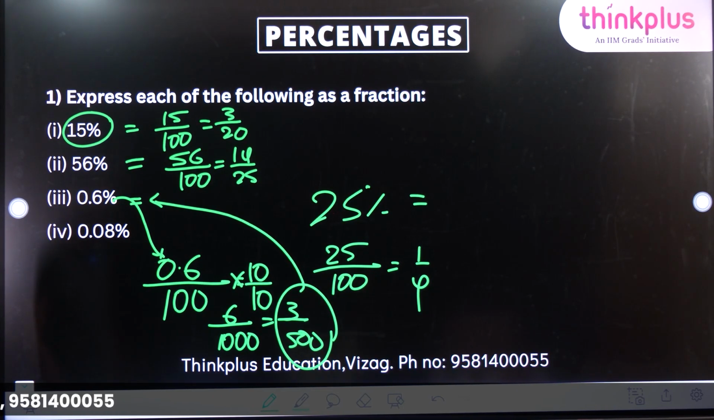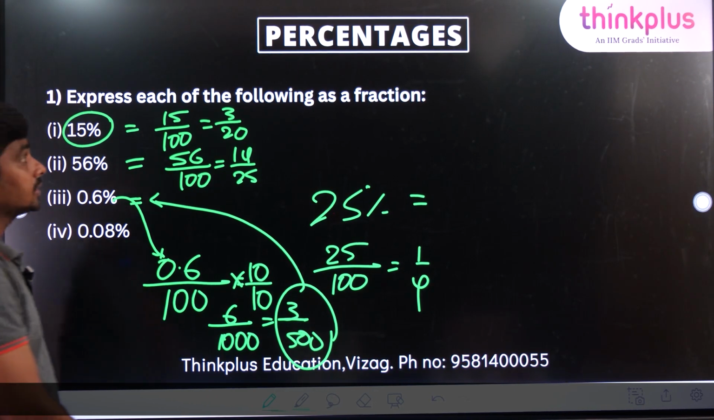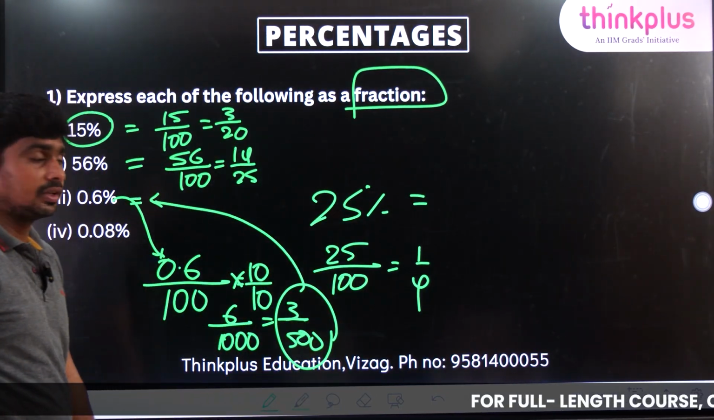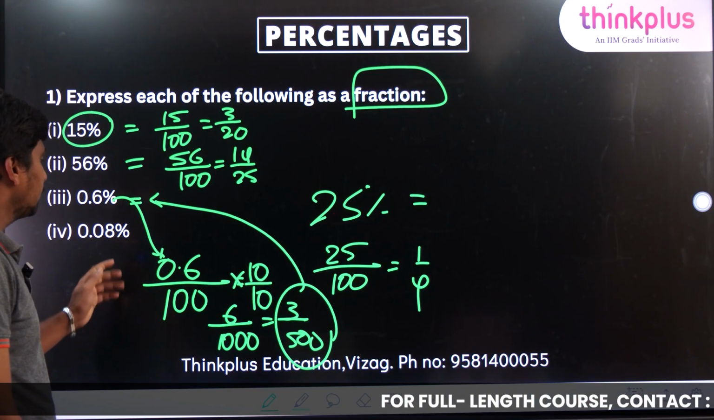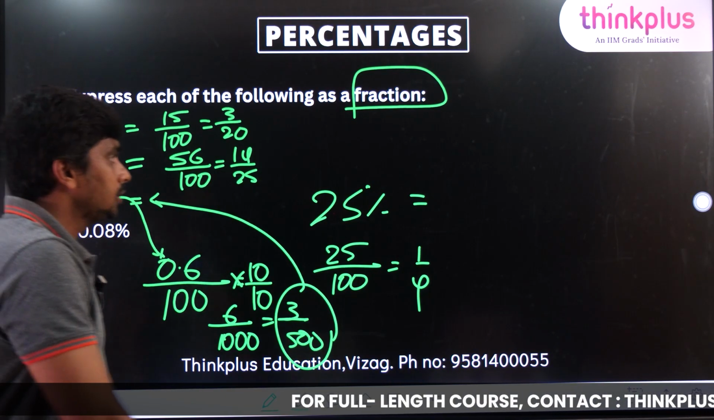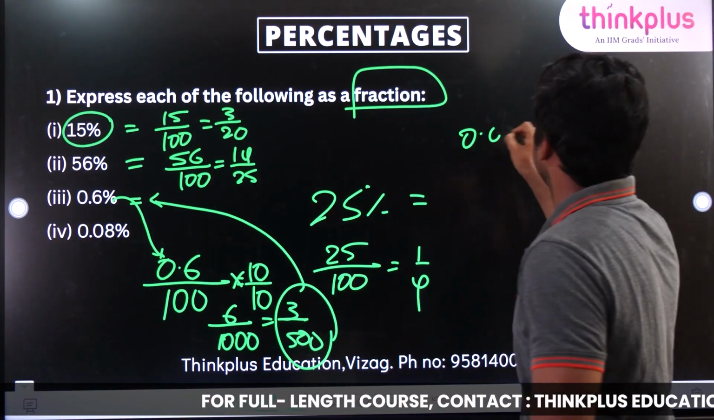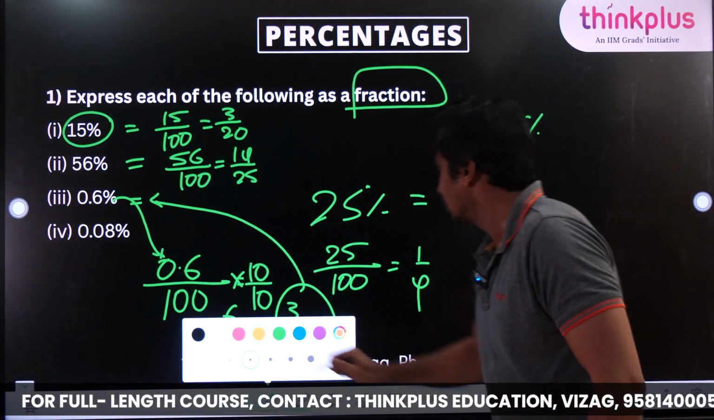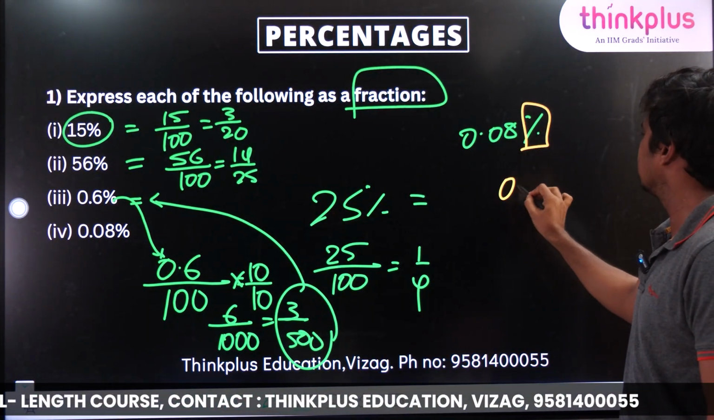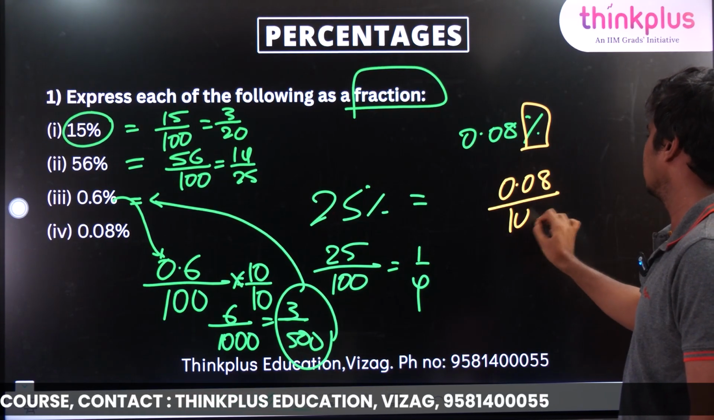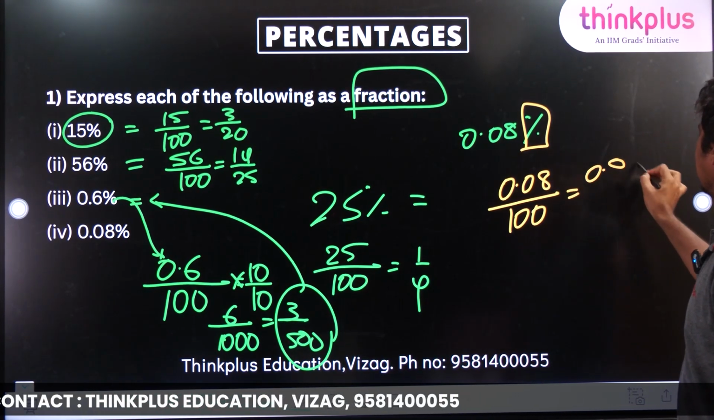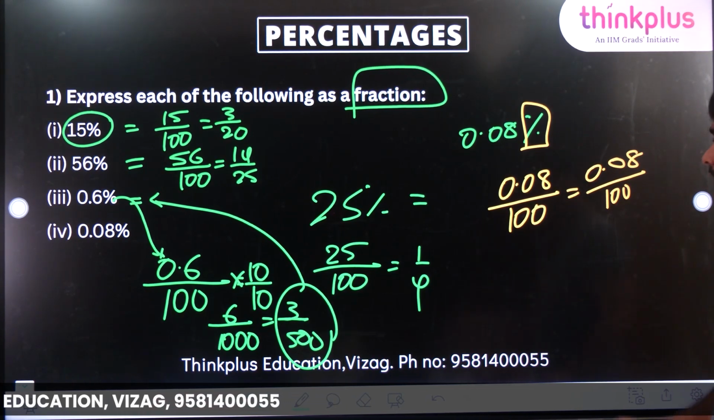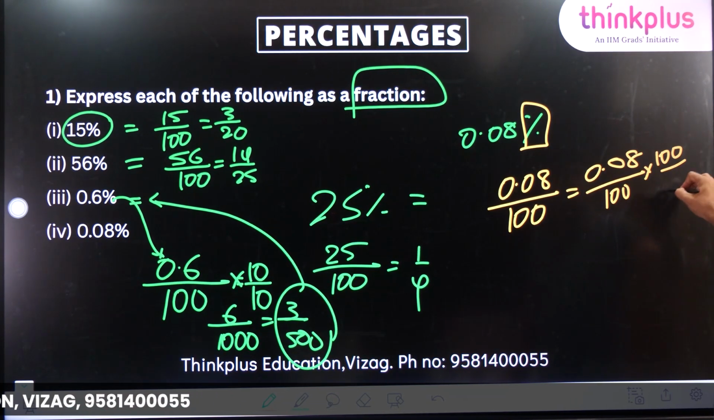Okay, don't write 0.006 because they ask to convert in terms of fractions, not into decimals. If they ask you to convert to decimals, you can write 0.006. Next is 0.08 percentage also. 0.08%. Look at the question, 0.08 percentage. So this percentage I replace with by 100. Okay, 0.08 divided by 100. To remove this decimal, I multiply by 100 by 100.